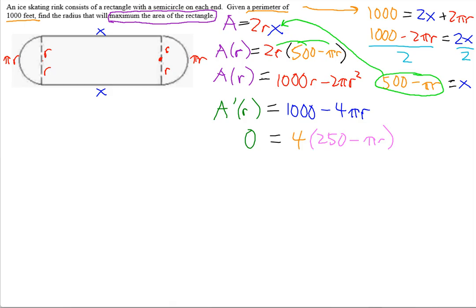So if we just set the 250 minus pi r equal to 0, we can solve that. You can add the pi r over to the other side. So 250 equals pi r. And then divide by pi. So here we only get one critical number: r equals 250 over pi.